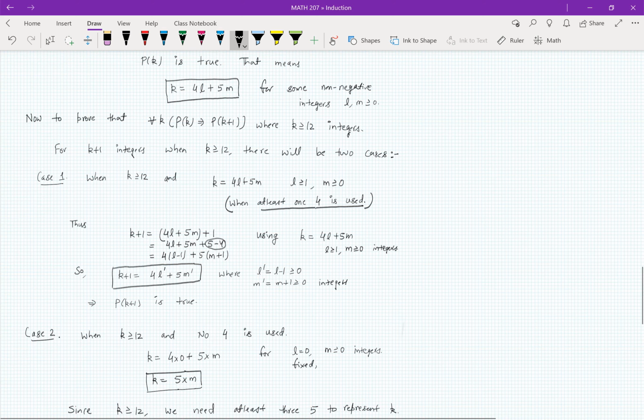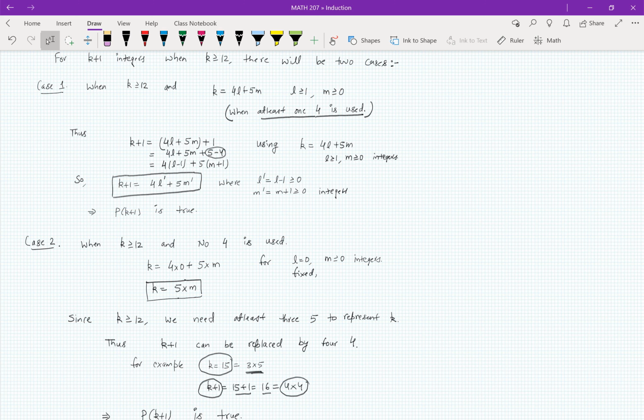The second case is when my hypothesis k is written without using any 4, so that means k is purely written in terms of a multiple of 5.